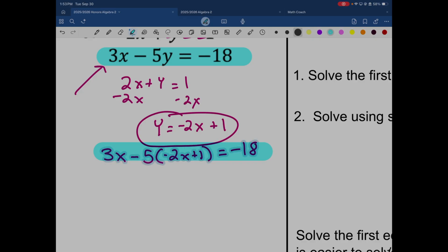So now what I want you to do is go ahead and solve that for x. After you solve that for x, go ahead and substitute that x value back into the purple one to find your y value. I'll give you about 2 minutes. Go.